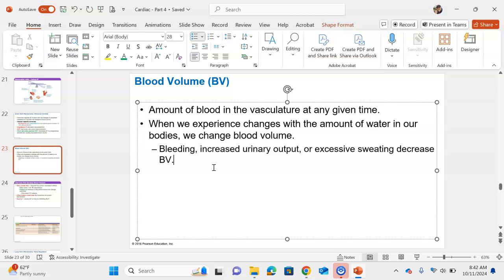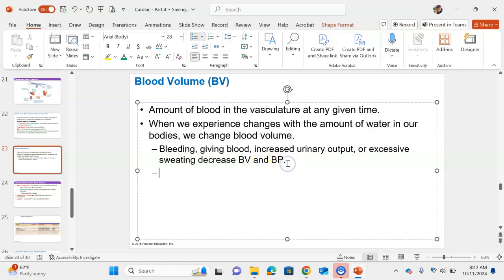So bleeding, whether you're hemorrhaging or maybe giving blood. Or here, let's add that too. Anything that's going to compromise your blood volume will lower blood pressure. Excessive decrease in blood volume and BP, blood pressure.